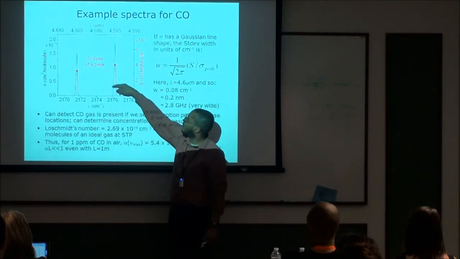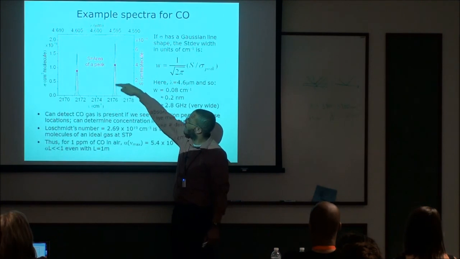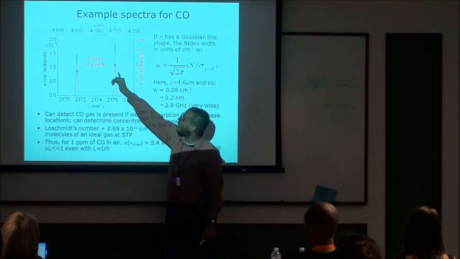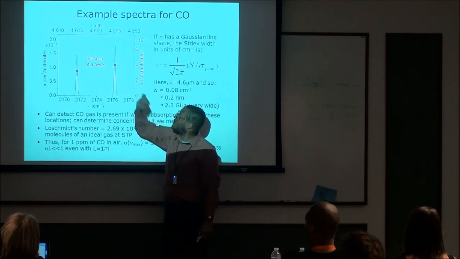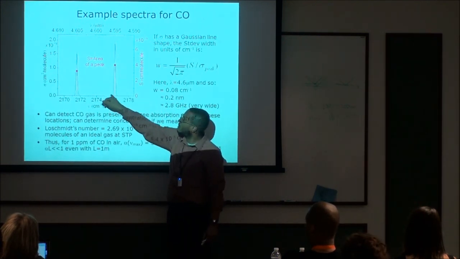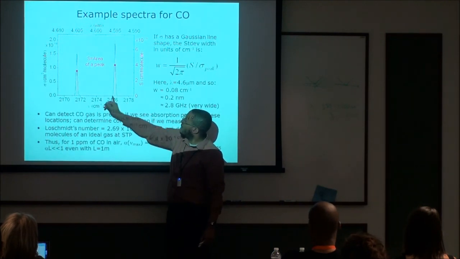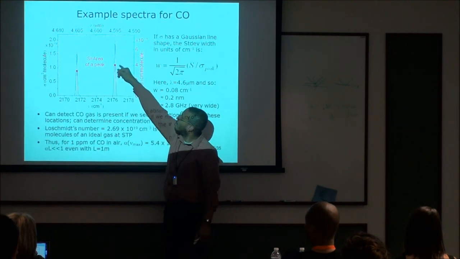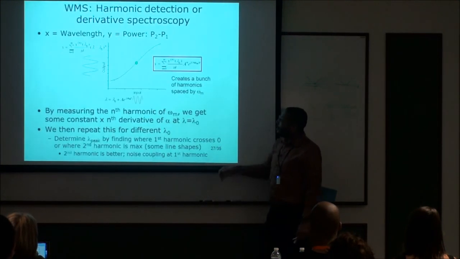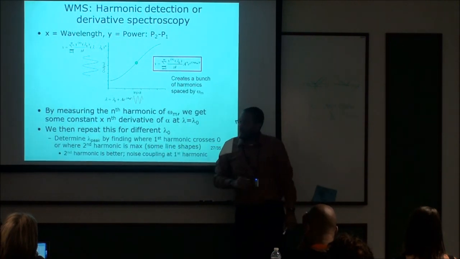If I look at the second harmonic, if this is some Lorentzian type shape, the second harmonic will be maximum at this peak location. So for certain types of line shapes, the second harmonic, which tells me something about the second derivative, if there's a point of inflection, the second derivative would be 0. But here where I'm at a maximum, the second derivative will be a maximum. So usually people look at the second harmonic.